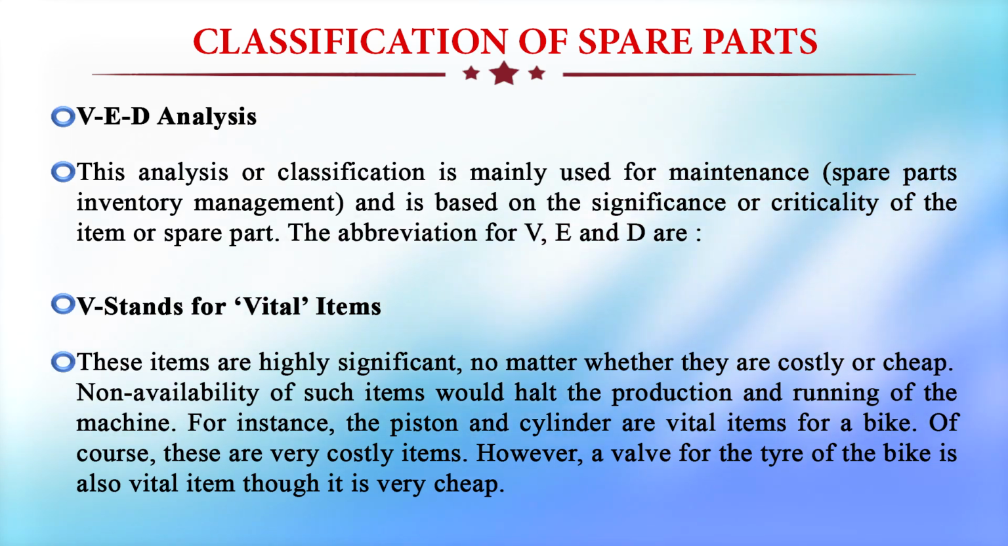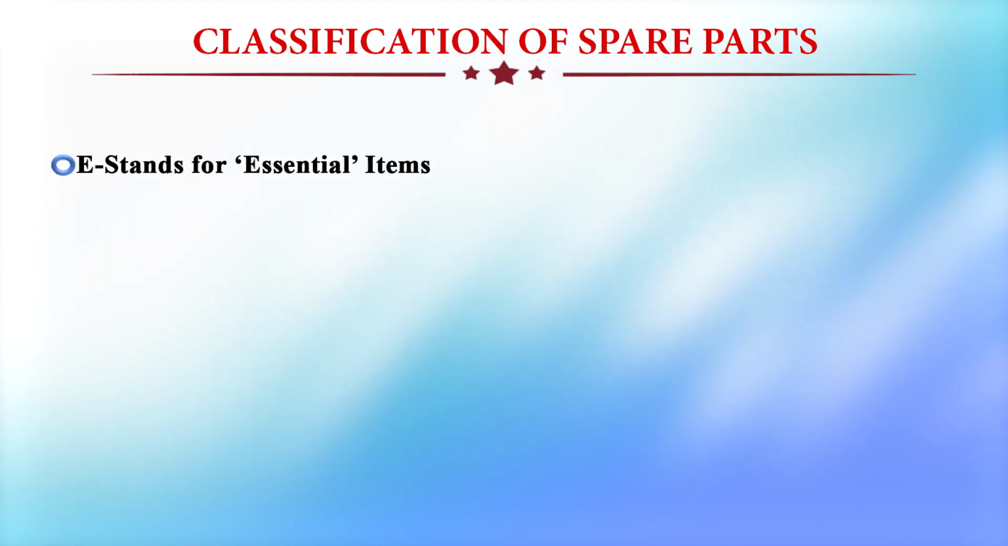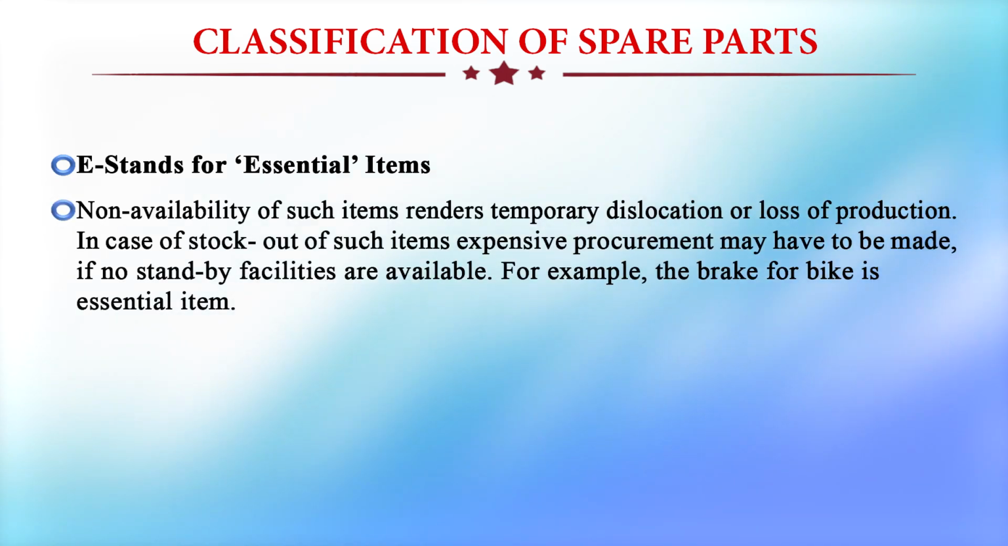For instance, the piston and cylinders are vital items for a bike. Of course, these are very costly items. However, the tire of the bike is also a vital item, though it is very cheap. So, E stands for essential items. Non-availability of such items causes temporary dislocation or loss of production. So, in case of stockouts of such items, expensive procurement may have to be made if no standby facilities are available. For example, the brake for a bike is an essential item.